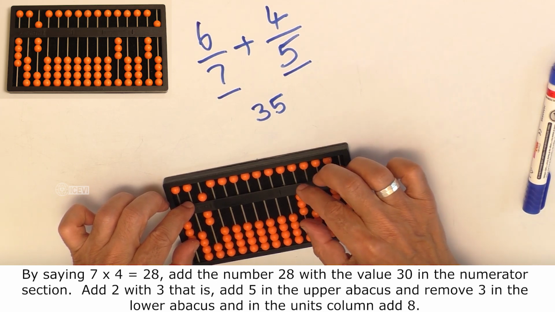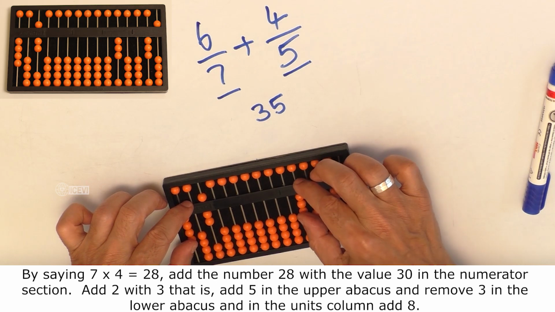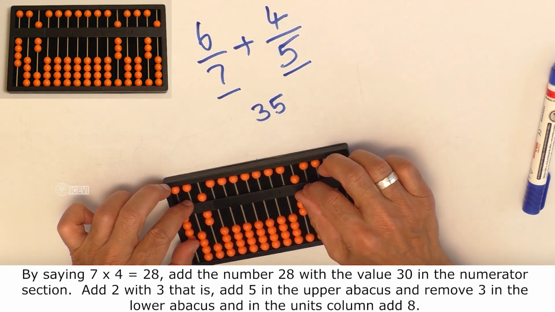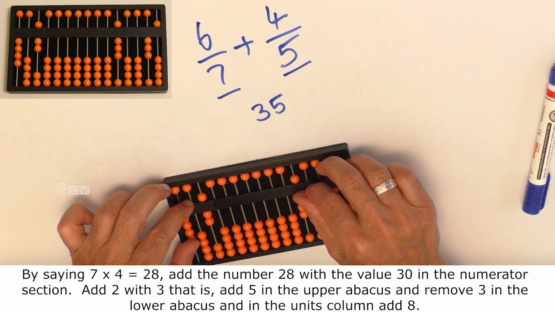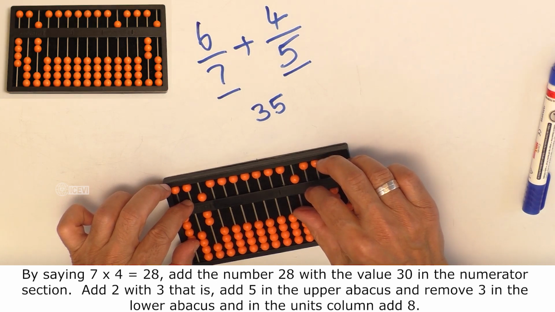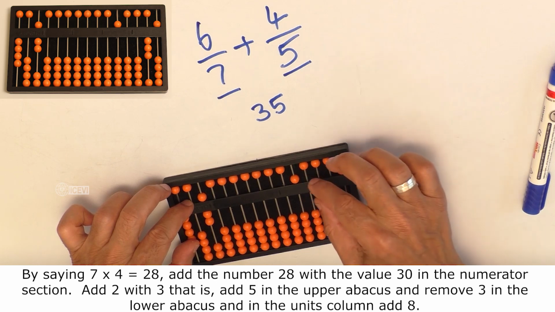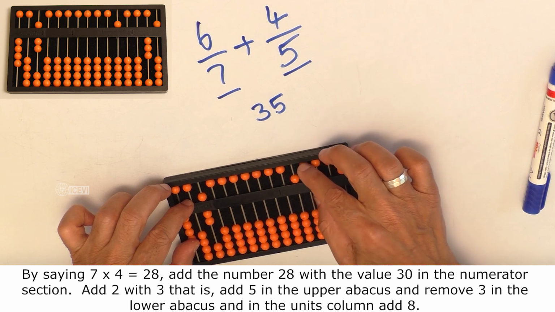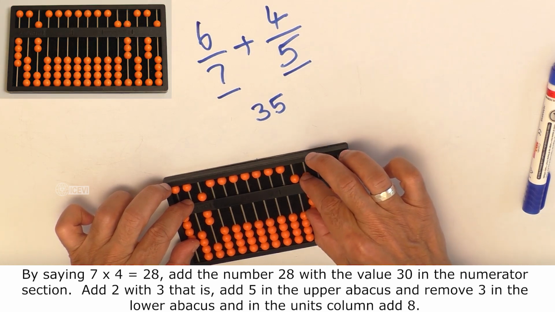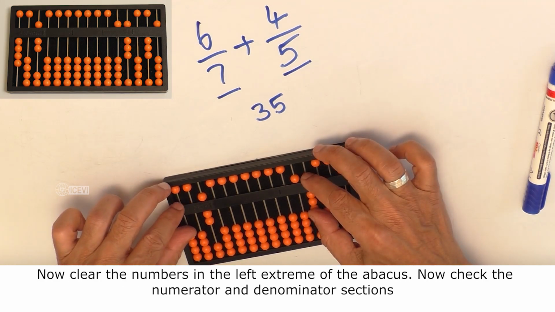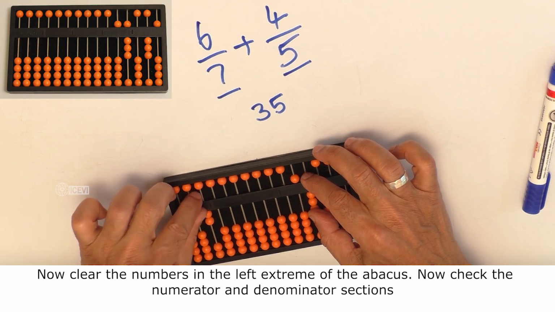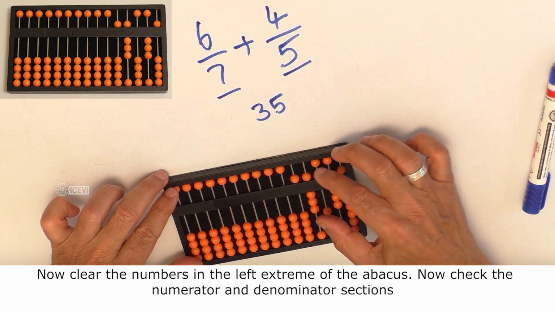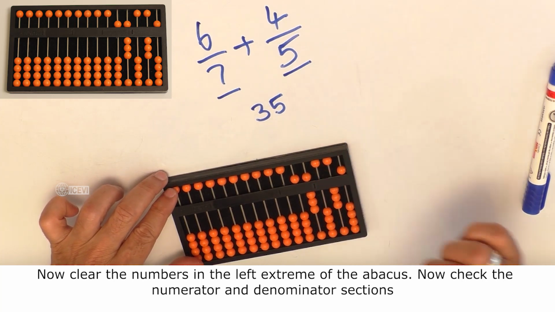That is, add 2 with 3. That is, add 5 in the upper abacus and remove 3 in the lower abacus. And in the units column, you have to add 8. Now clear the numbers in the left extreme of the abacus. Now check the numerator and denominator sections.